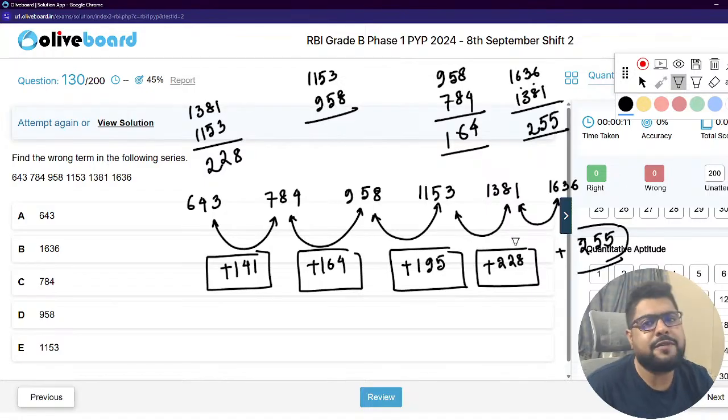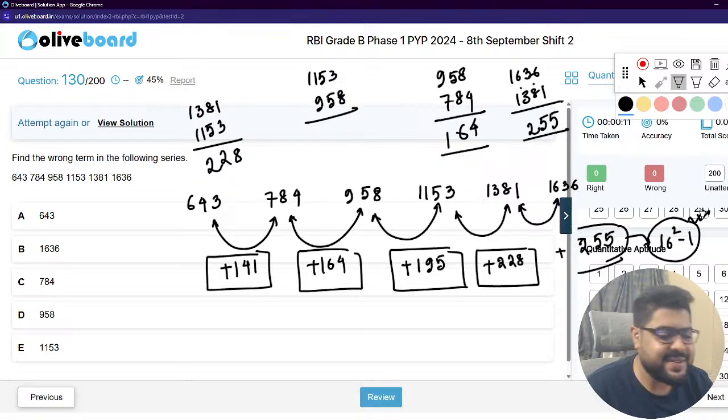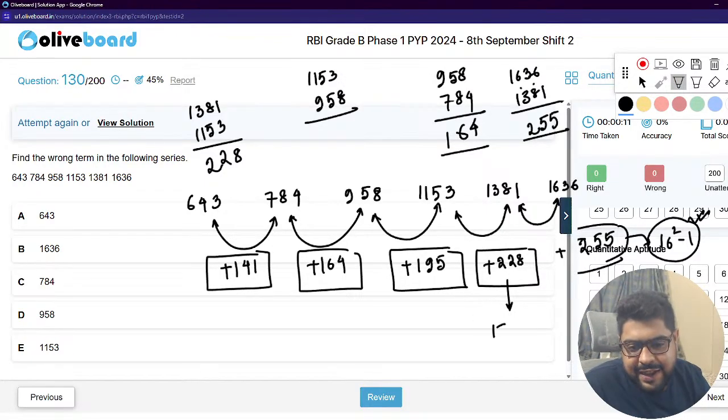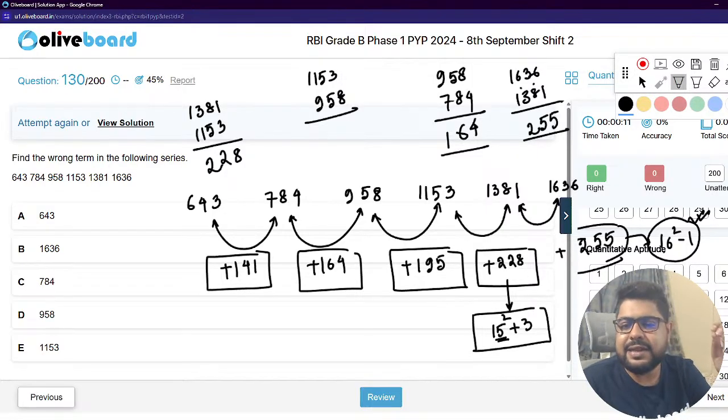Sir, 255 rings any bells? Sir, 16 squared minus 1, sir. 16 squared minus 1, yes, absolutely. Venkat, perfect. So we are getting something of square terms. Sir, 228, anything? It is 225 plus 3, so 15 squared plus 3. So the thing is that the consecutive natural numbers squared, in one minus 1, in the other plus 3. Just go with this normally and check whether it is matching.